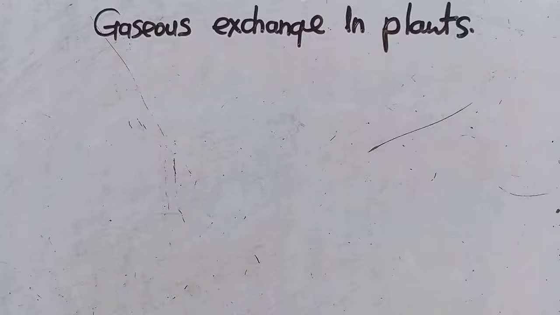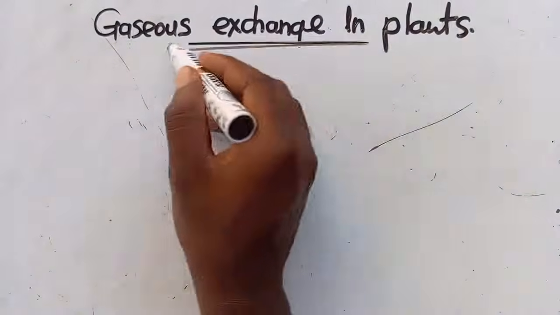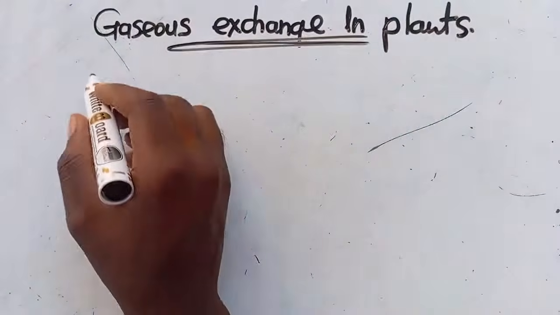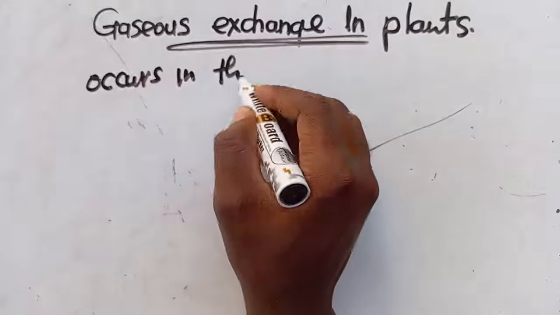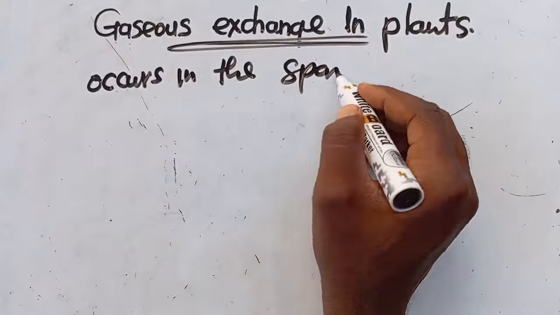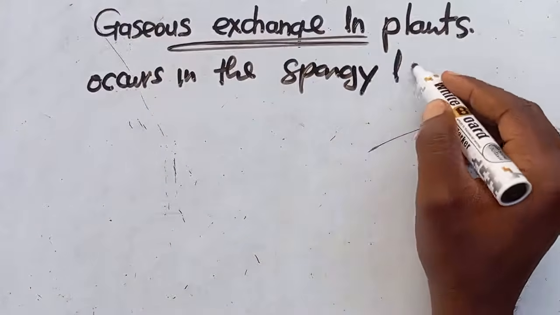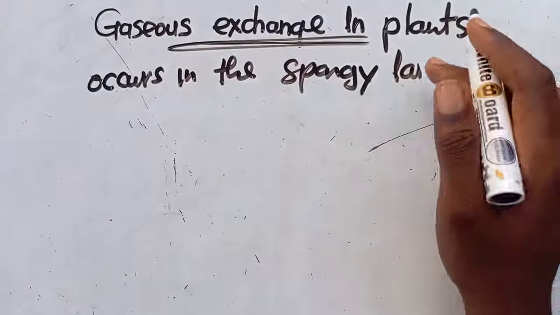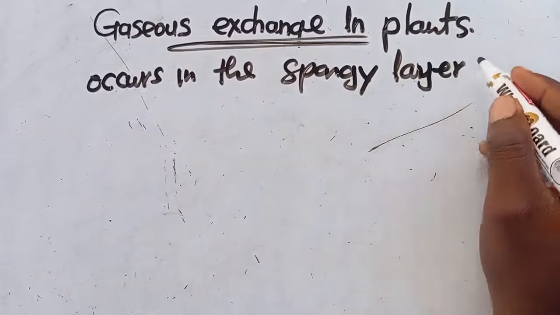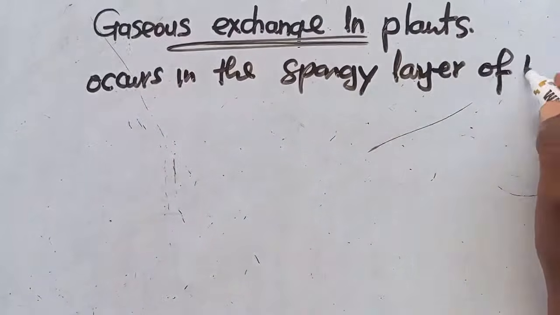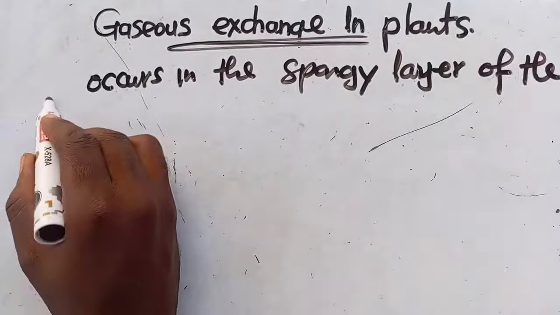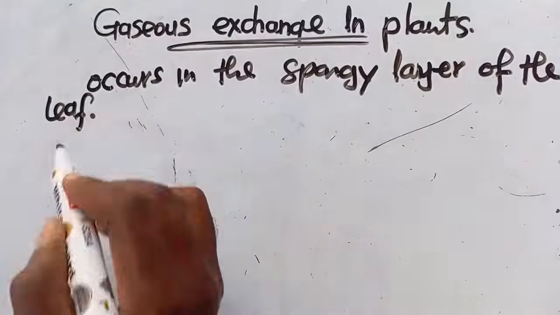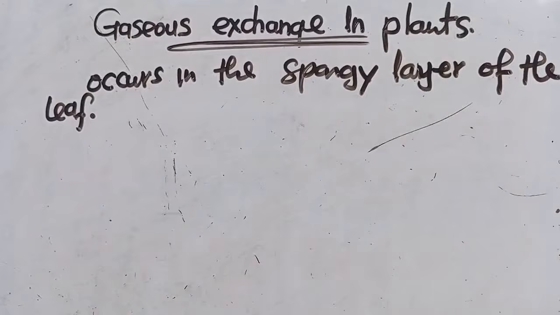So I want you to understand that gaseous exchange in plants occurs in the spongy layer, in the spongy area of the leaf. That is where gaseous exchange takes place.